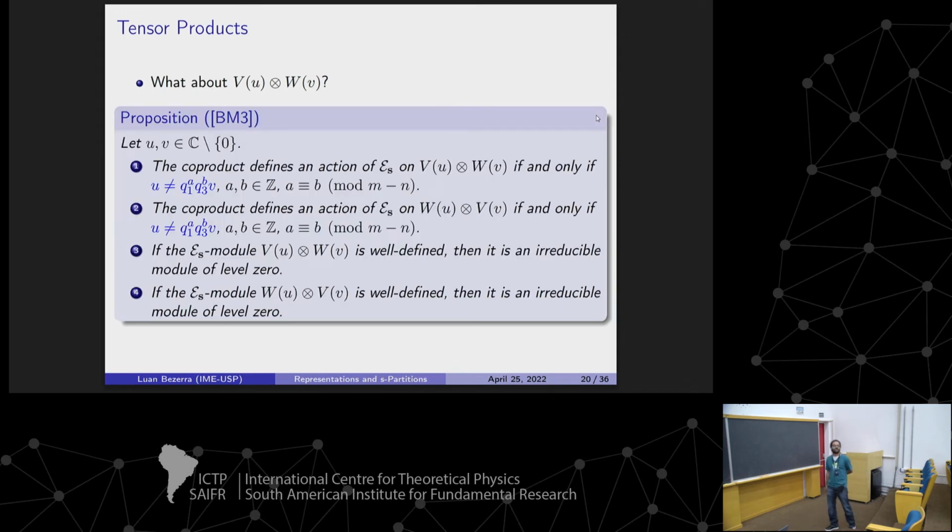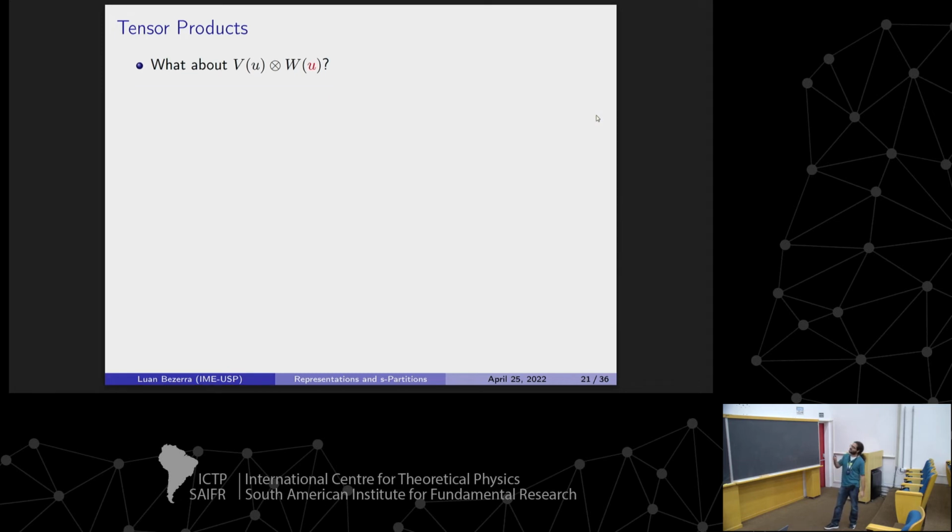I mentioned V tensor V, W tensor W. If I try to mix and do V tensor W, what happens is, if U is not a multiple of V of this shape, then this is well defined. And when it's well defined, it's already reducible. So I don't get much structure here: either the whole space doesn't have a module structure, or it is irreducible already.